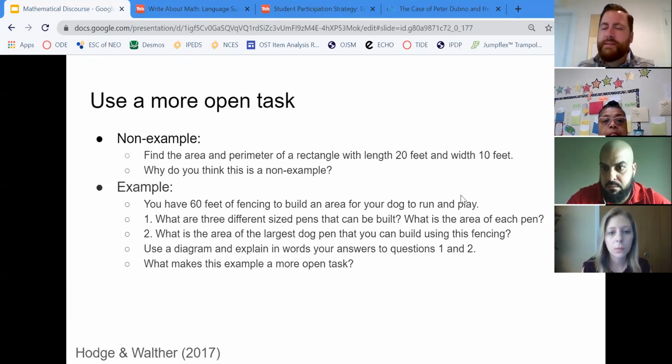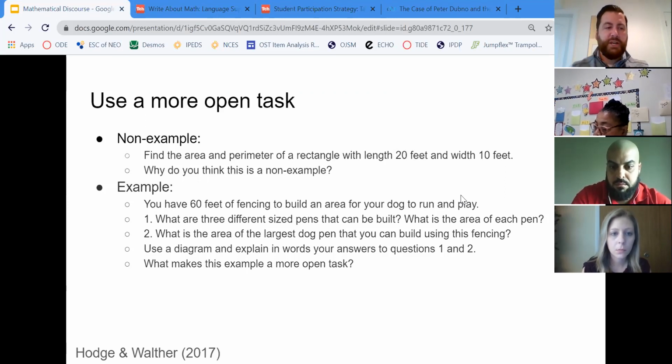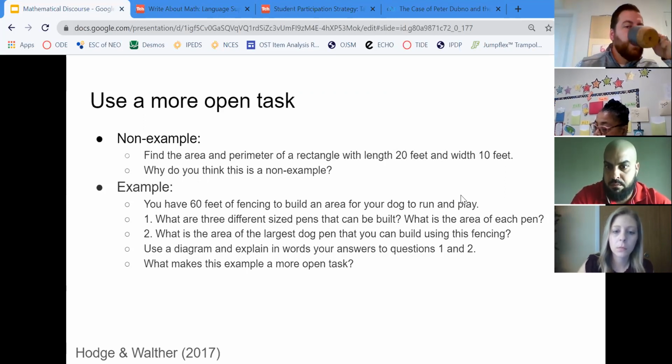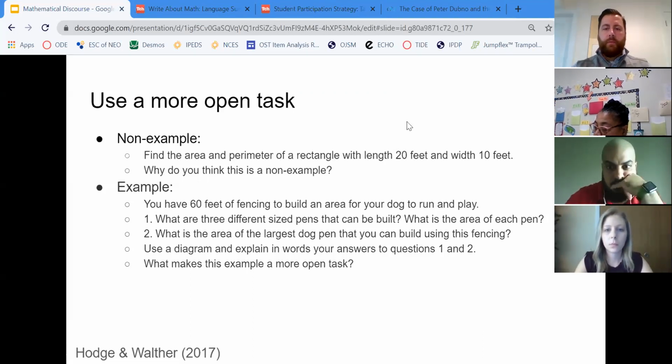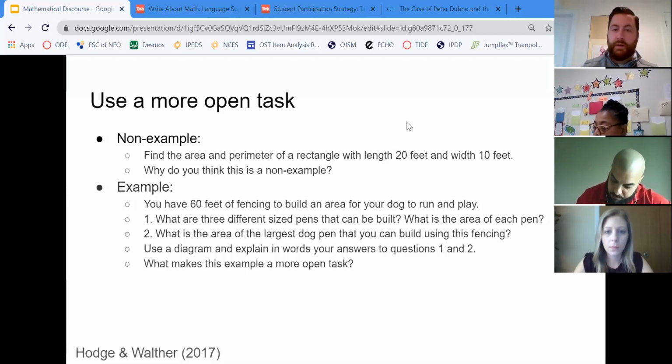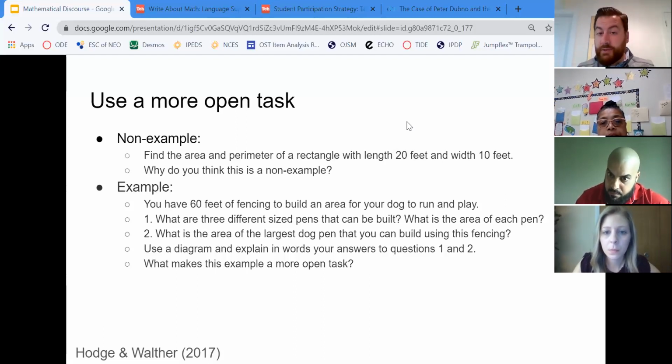Now, why is this one different? There are a lot of ways that it's different. What about this example is different? Why is this, I would say, a better task for discourse? Respond in the chat. We're talking about using different skill sets. Absolutely. A lot of different details, multiple solutions. There's depth of responses. Certainly, they can draw a picture, build a model, use a formula. I love it. There are many answers that are correct.